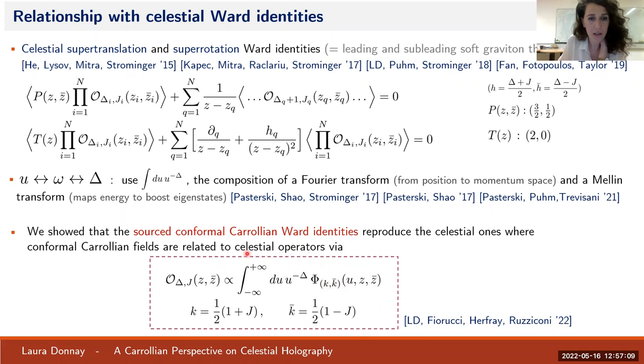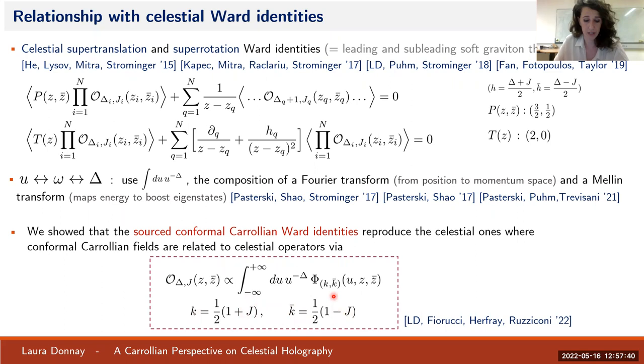You could also invert this integral. So there are subtleties about where this integral converges and which kind of falloffs you have to introduce and so on. But basically this is the magic, this is played by this integral, very simple. And this is how the weights of the Carrollian field are related to the spin of the operator in the celestial CFT.